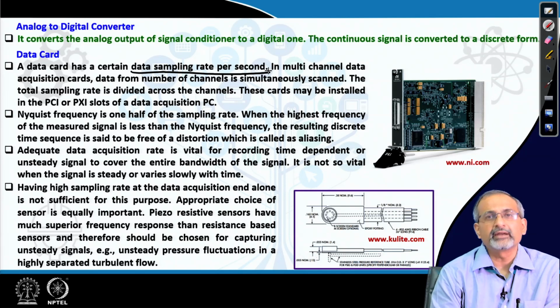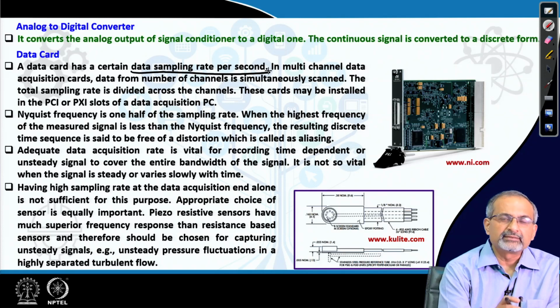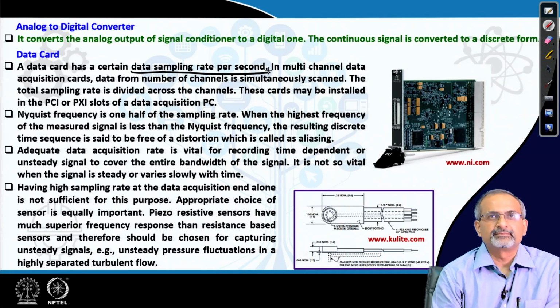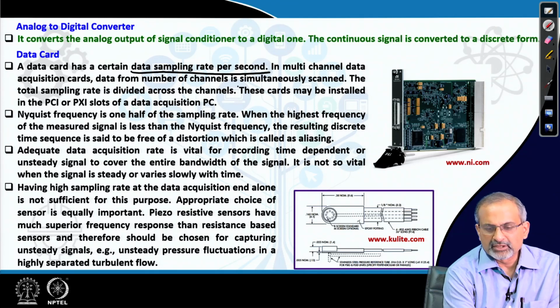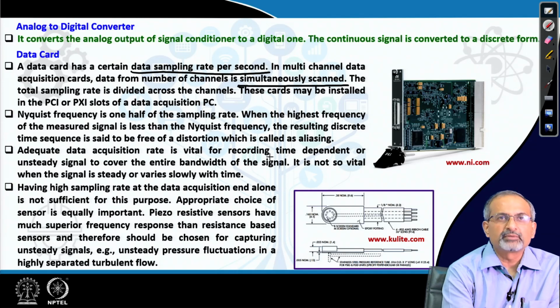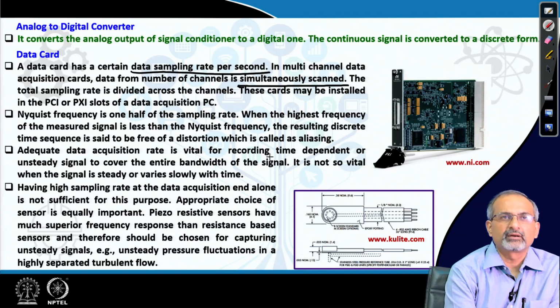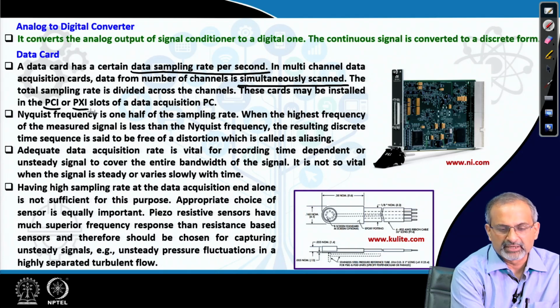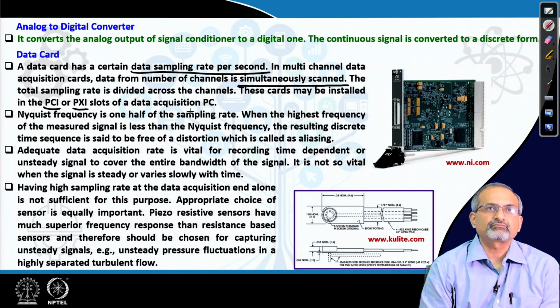Even different kinds of capabilities are built into those different channels, and therefore, there is the provision for simultaneous scanning. Now, if you have a certain total sampling rate, then that has to be divided across channels, and these kind of cards are installed usually into the PCI or PXI slots for data acquisition in a PC.